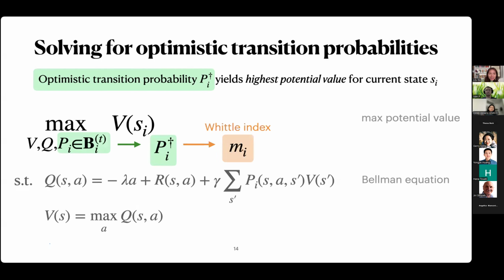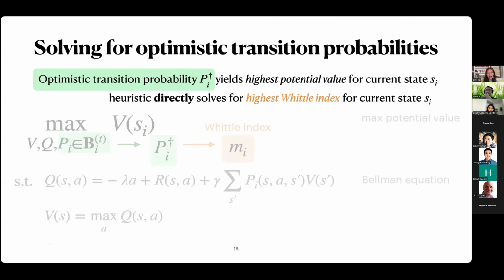So from here, we can take this transition probability value and then use that to solve for the optimal Whittle index for each arm, and then we can use that to construct an overall policy to determine which individual we should intervene on within a given week.